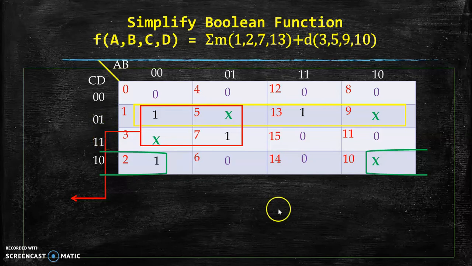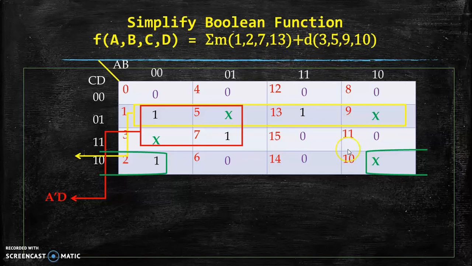So ultimately our product term becomes A bar D. When we use a quad, we know that two variables can be eliminated. Now for the other quad, it covers the entire row. When any group covers an entire row, it eliminates both variables. So A and B, both variables, are eliminated.